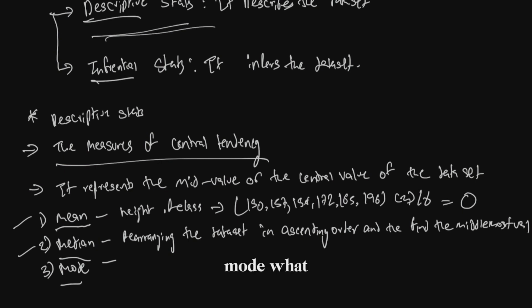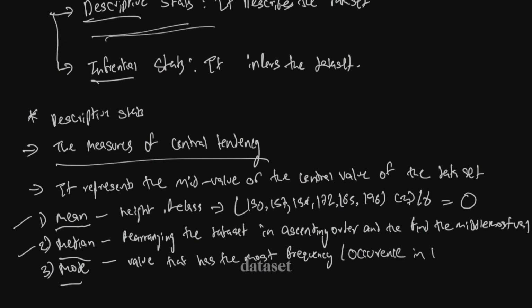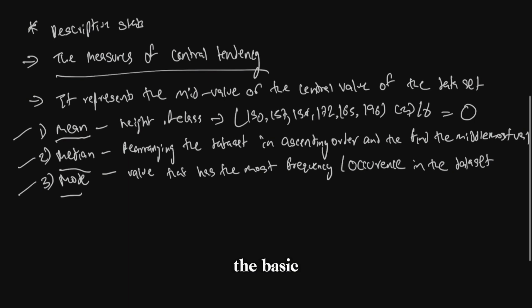Now coming on to mode. What is mode? Mode is the value that has the most frequency or occurrence in the data set. Are we clear about this? So the mean is the average value, median is the middlemost value, and mode is the value that is occurring most in the data set. This is the basic template or definition of these three that you can give.